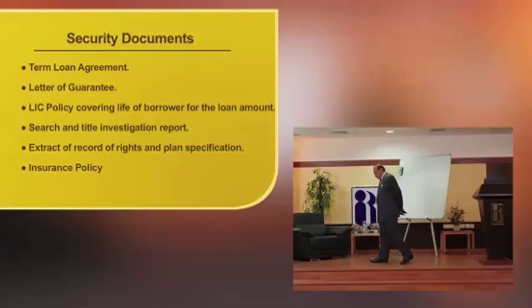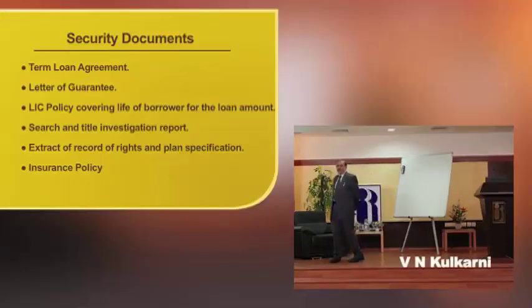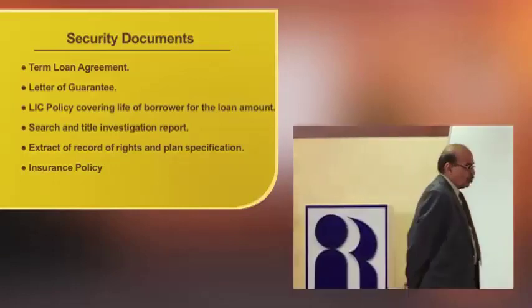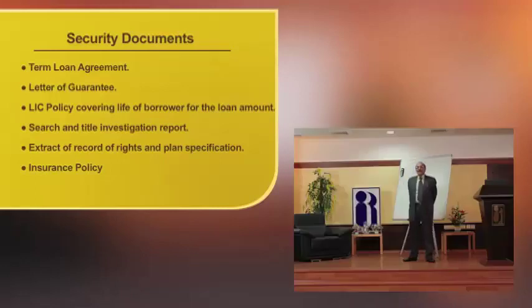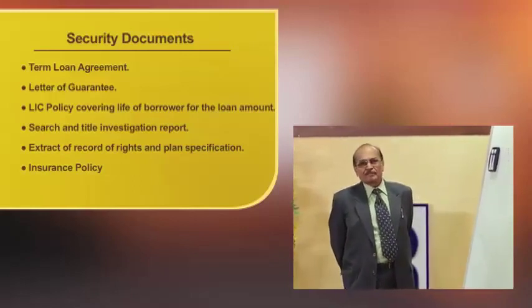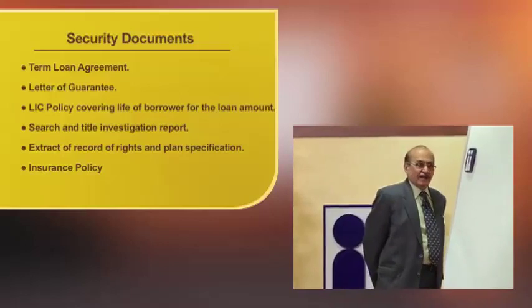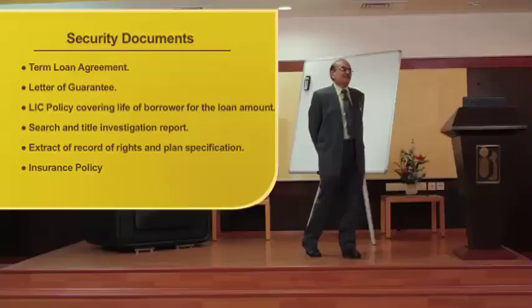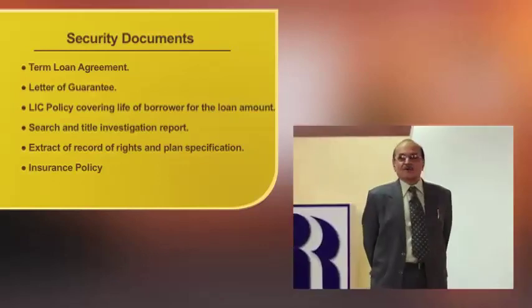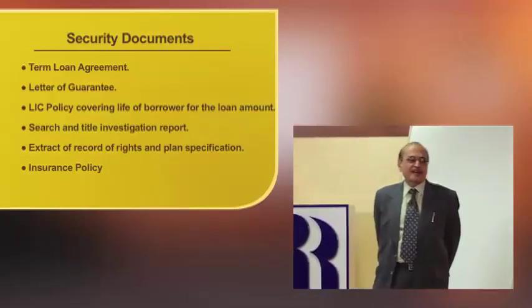The next aspect to be taken into consideration for housing loan is obtention of security documents. For any loan, security documents is an important aspect. Similarly, for housing loan, we should obtain a term loan agreement as specified by the bank, a letter of guarantee if the guarantee has been stipulated, LIC policy covering the life of the borrower for loan amount. We should also have search report and title investigation report given by the bank's approved advocate.